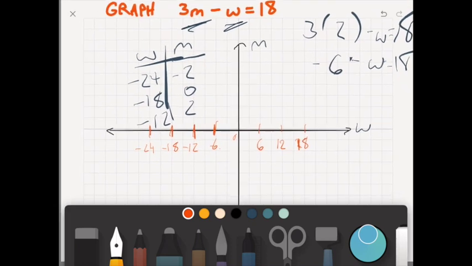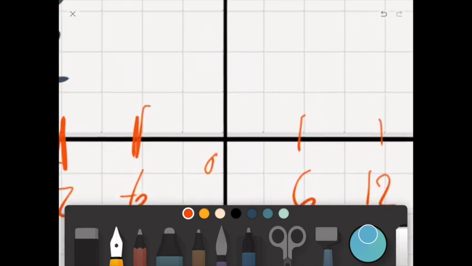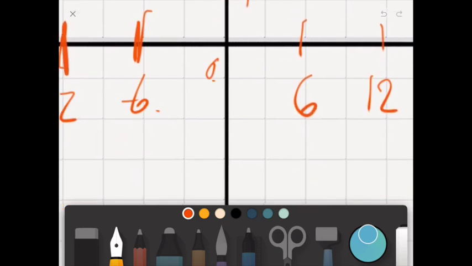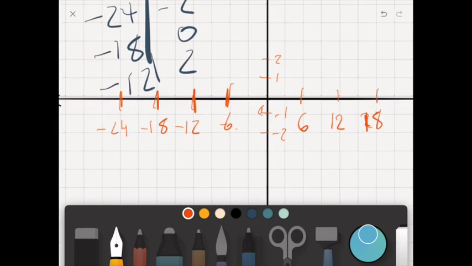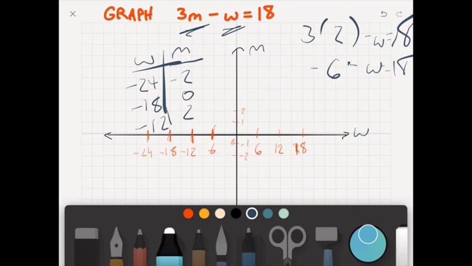When I go to the y-axis, this is a lot smaller, so maybe this one I'm actually going to scale by 1 still. So 1, 2, -1, -2. And I can graph it. So my first coordinate is -24, -2, so that's going to be here. My second is -18, 0, here. And my last one is -12, 2, which is going to be here, kind of in the middle of what I've written. And that's pretty much it.